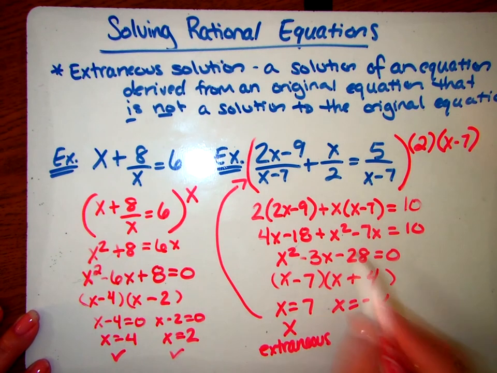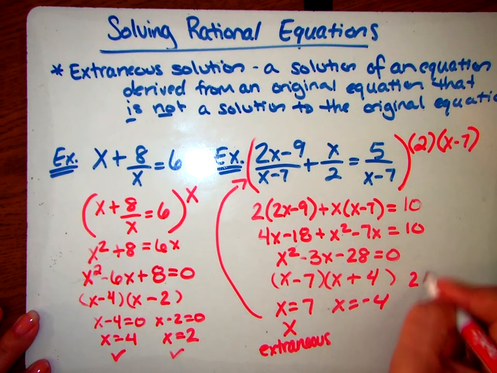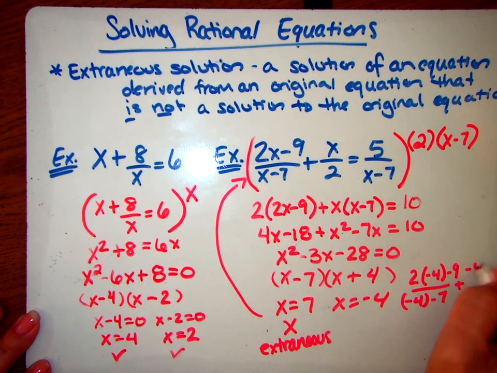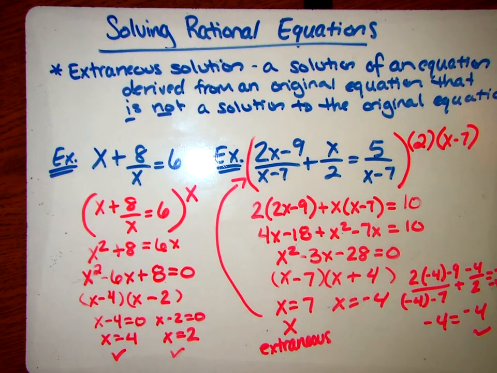If I plugged in the negative 4, you're literally going to plug in a negative 4 every single place you see the x. That will be negative 4 equals negative 4, and you can use a calculator. So this is my solution to that problem, not the 7.